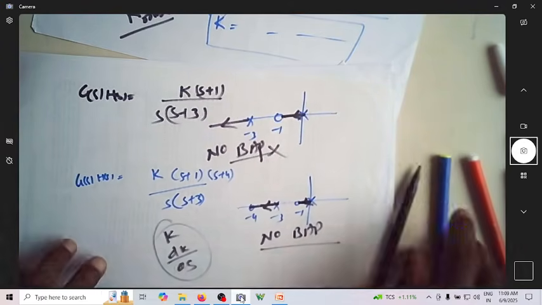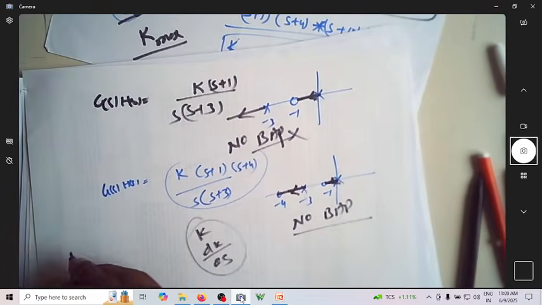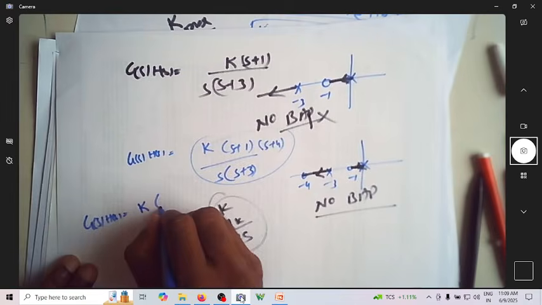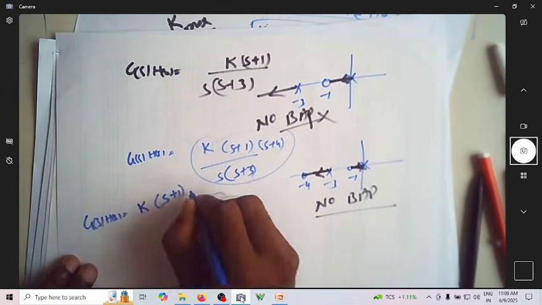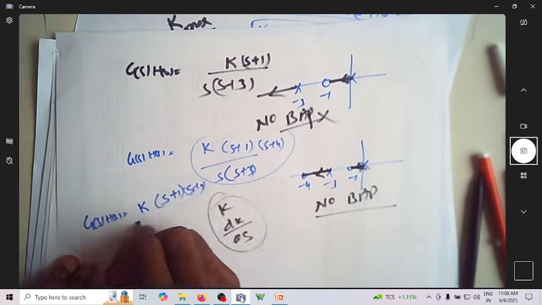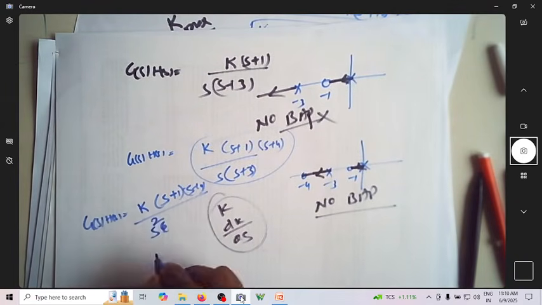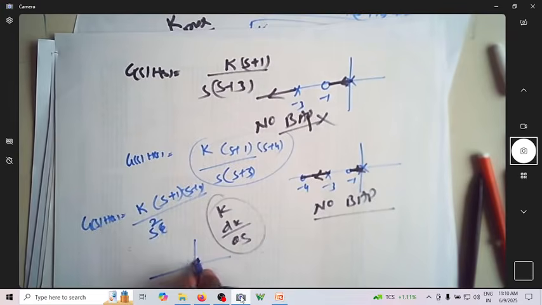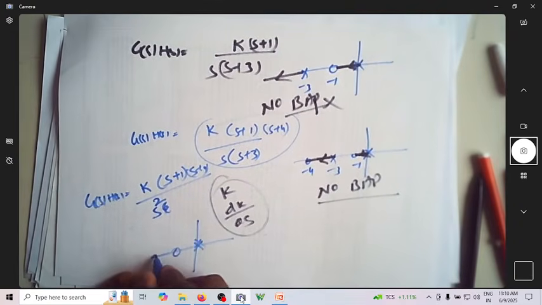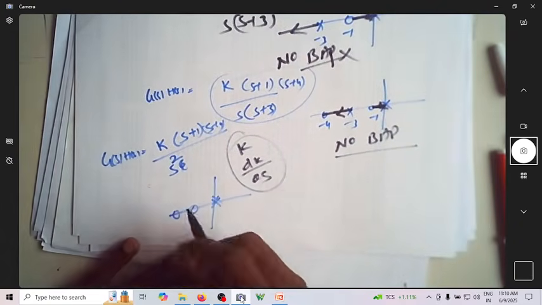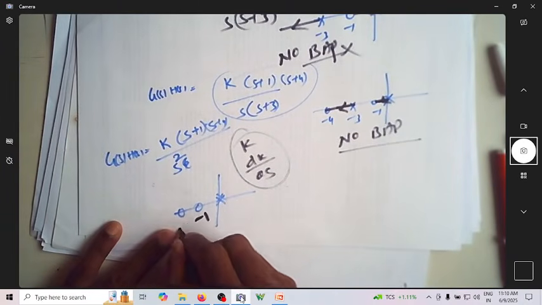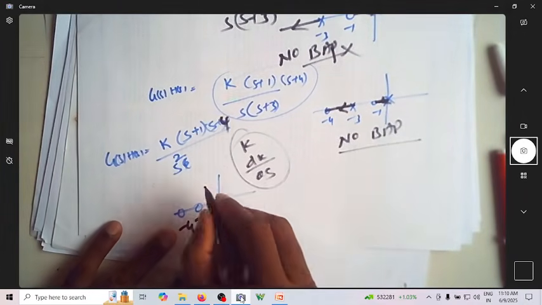When you need a breakup point, assume the same transfer function, G(s)H(s) is equal to K into (s plus 1), s plus 4, and assume you have something like this, s into, suppose it is s square itself. So what do you have? You have repeating poles here, and this is minus 1, minus 4.